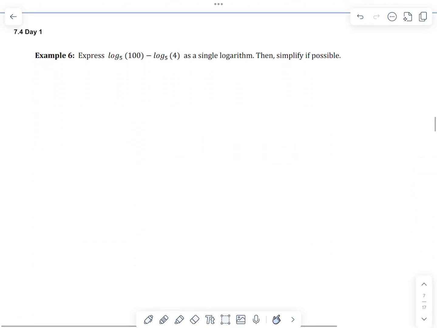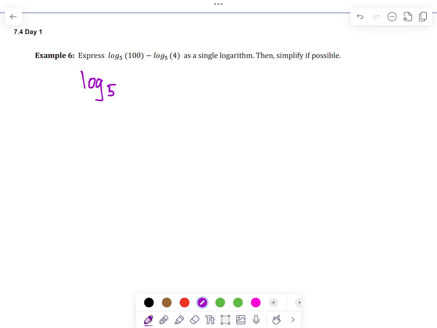All right, so let's use that property. So we have two logarithms. They are both base 5, and now notice the operation is subtraction. So when we condense this to a single logarithm, in the previous examples we were multiplying. In this case now we're going to be dividing. We're going to take 100 and divide it by 4.